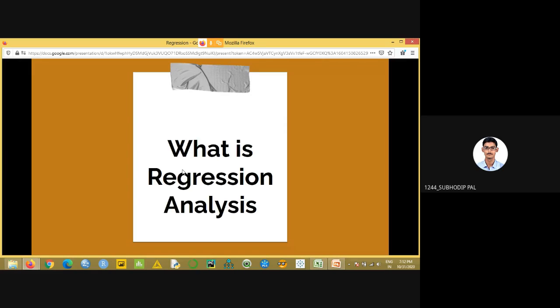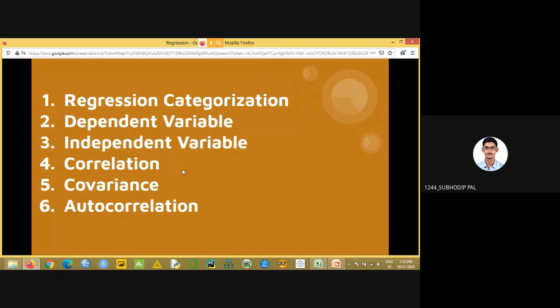The other type of regression is non-linear regression. Have you heard about logistic regression? Anyone heard about the term logistic regression? No. There is another regression method which is logistic regression, that is also in your syllabus. That will come under the non-linear regression model. Okay. So before we start, let's understand some terminologies.